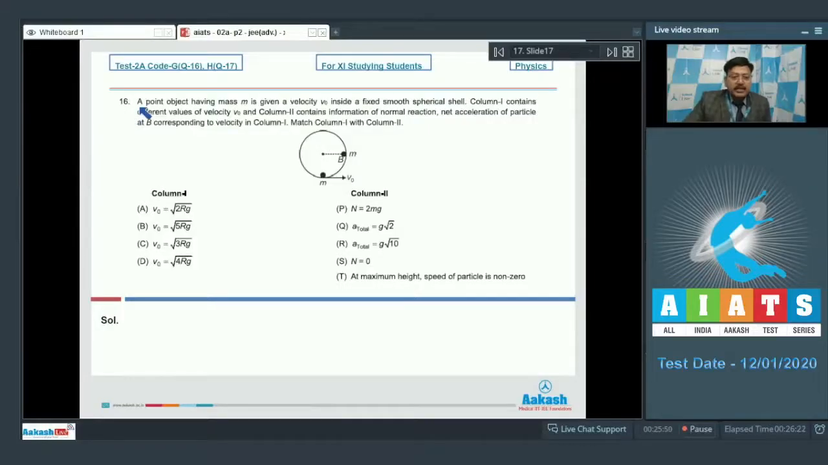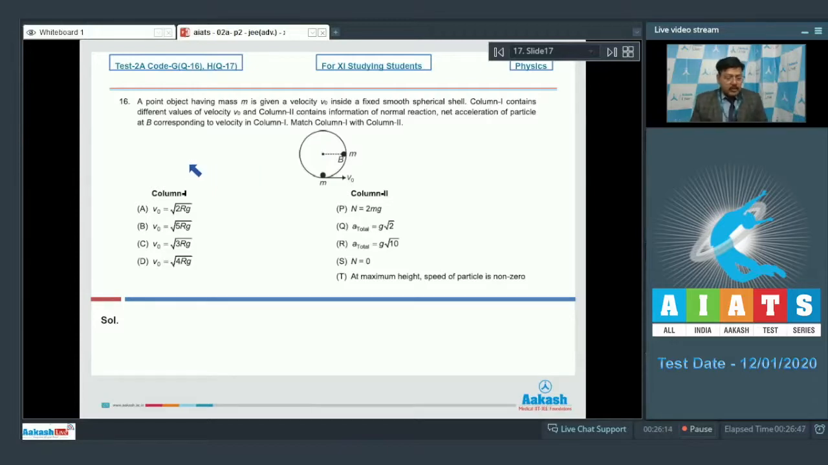Question 16 says a point object having mass m is given a velocity v0 inside a fixed smooth spherical shell. Column 1 contains different values of velocity v0 and column 2 contains information of normal reaction, net acceleration of particle at B corresponding to velocity in column 1. Match column 1 with column 2.